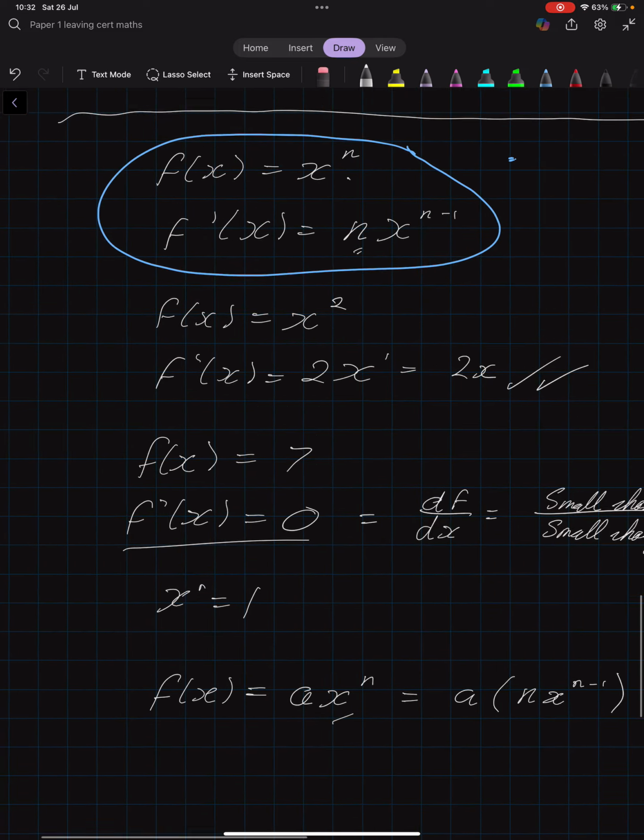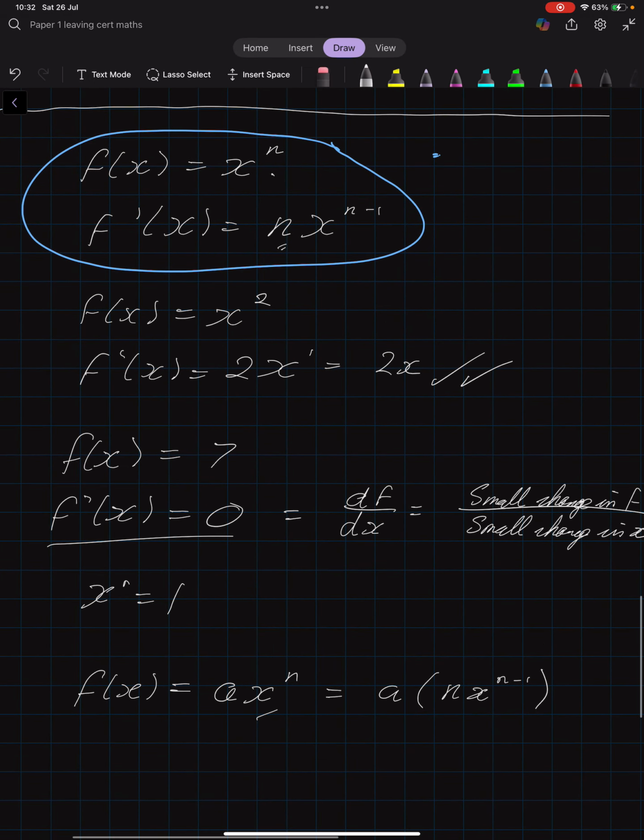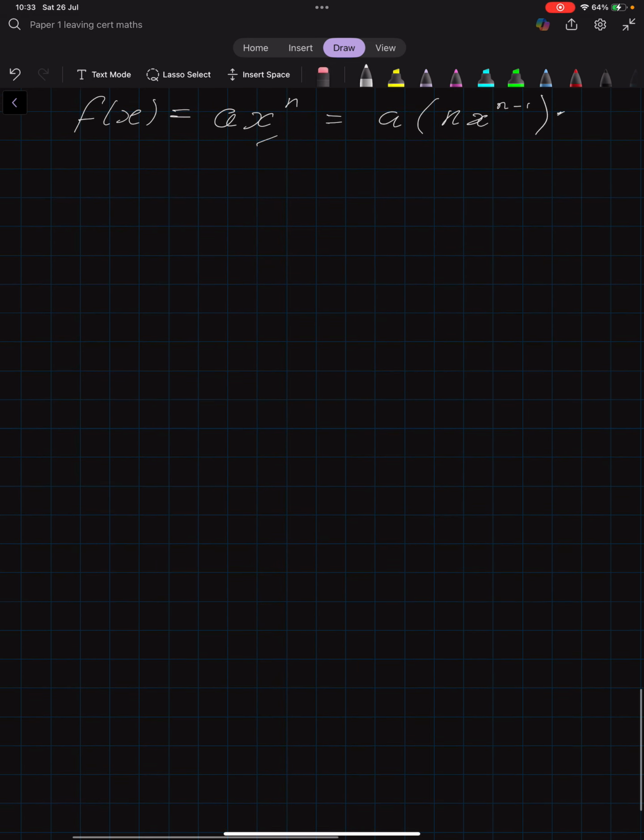That's it. That's the only difference. So it's just here, if you have an a here in this one, then you just have an extra a down here. Only difference. Okay? So hopefully that's all right. So now let's do a couple of examples.